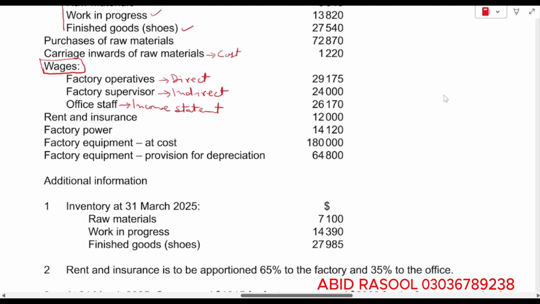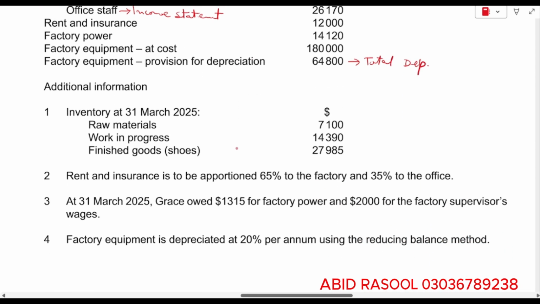Then we are given the combined expense of rent and insurance, factory power, which is the expense of the power running for the factory, factory equipment at cost 180,000, and factory equipment provision for depreciation, or the accumulated depreciation. This is total depreciation till date, that our asset has reduced in value by 64,800 till this date. The cost of 180,000 means how much we paid for this factory equipment. Now we are given some additional information.